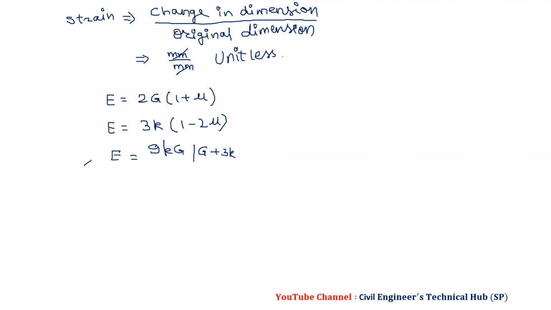The first two we are using always, that is 3K in bracket 1 minus 2 mu, and the unit of all these moduli E, K, and G is Newton per millimeter square. So these things we know. Then we have lateral strain. Strain we have shear and lateral.